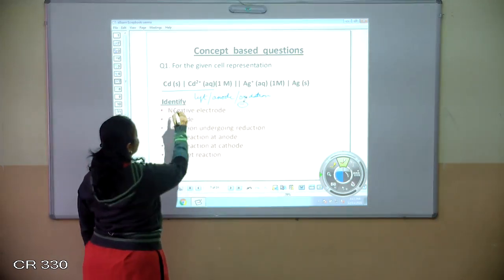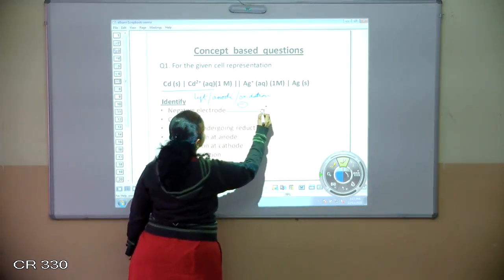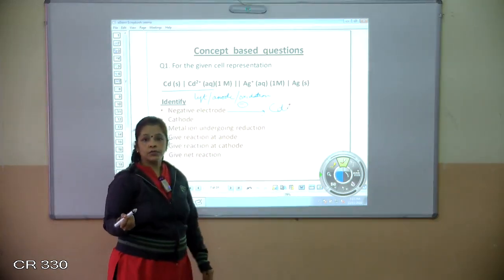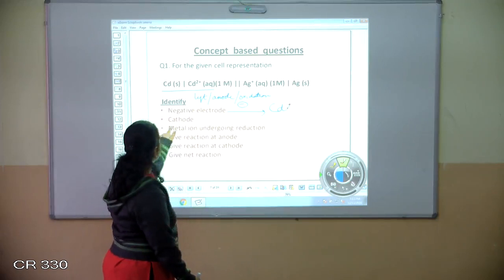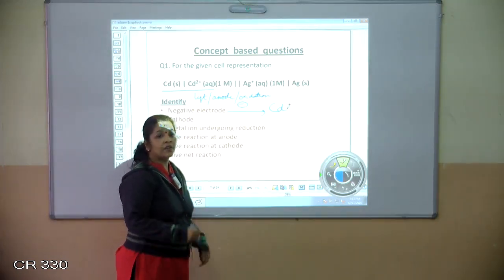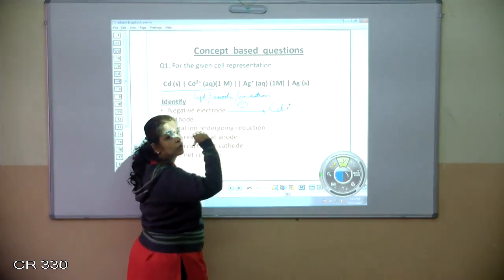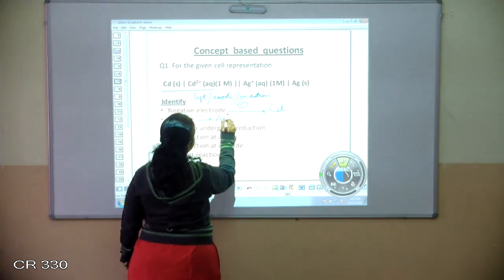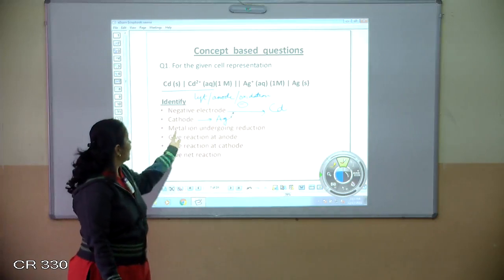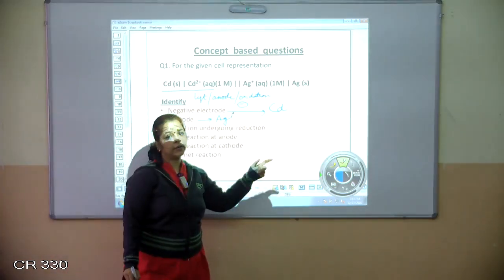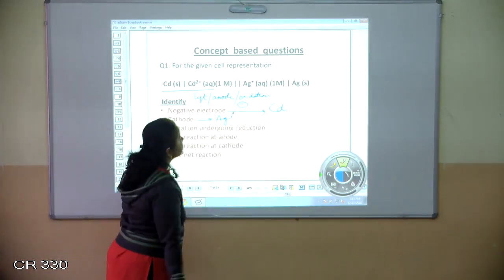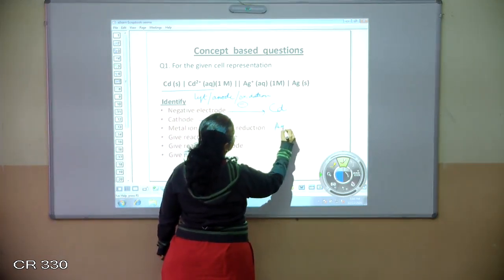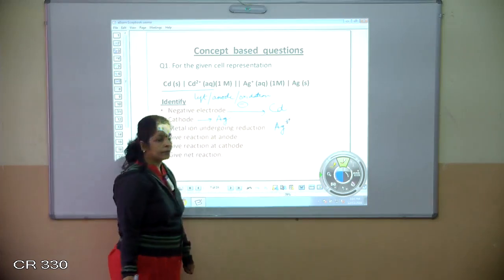The first question, you need to identify the negative electrode. So the answer becomes cadmium, because cadmium is where oxidation is happening. The cathode. Cathode is where reduction happens and it is always on the right. So your cathode is silver metal. The metal ion which is undergoing reduction. Reduction happens on the right. Which is the ion on the right? Silver ions. So the metal ion undergoing reduction becomes silver.